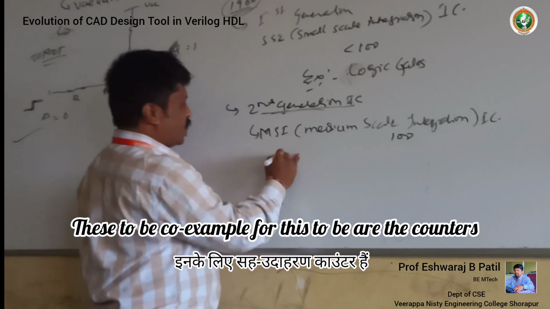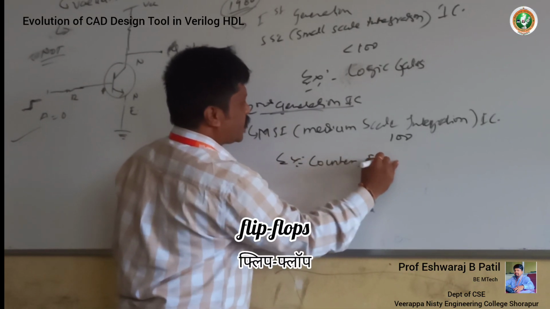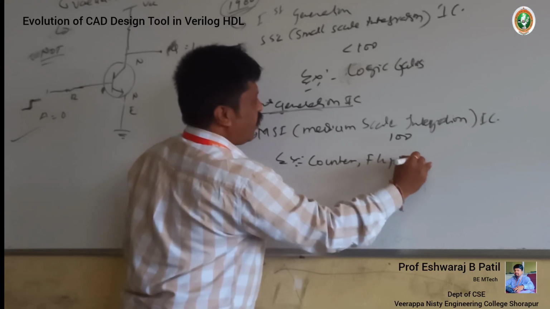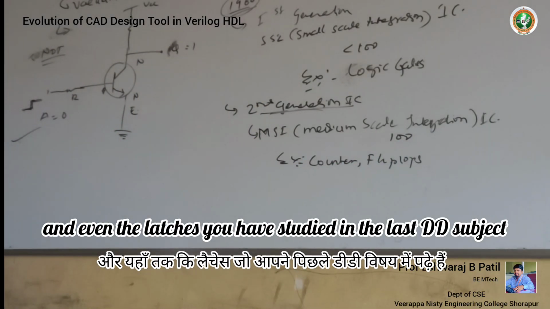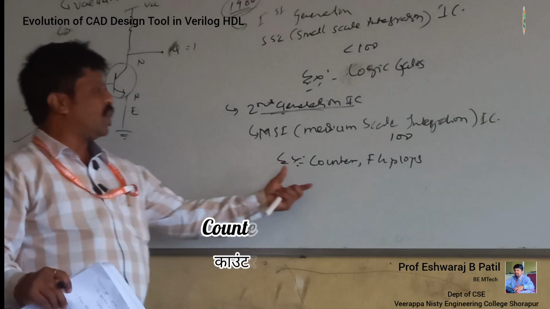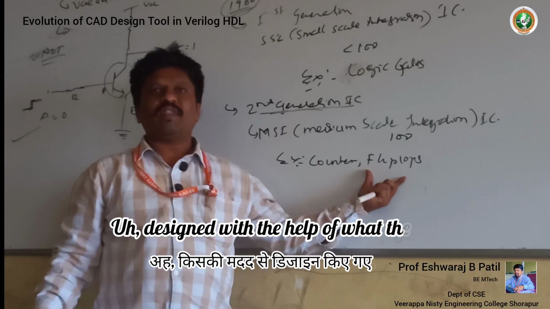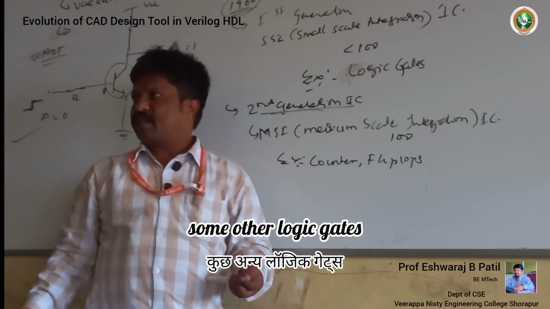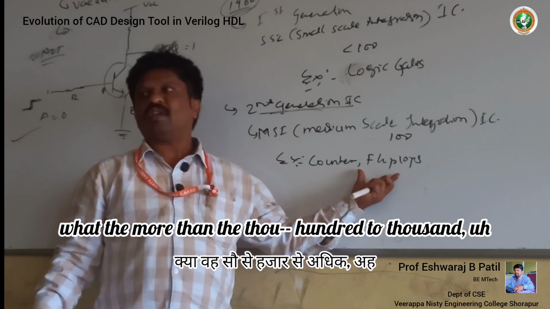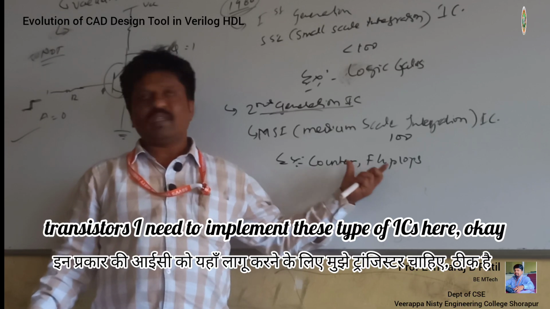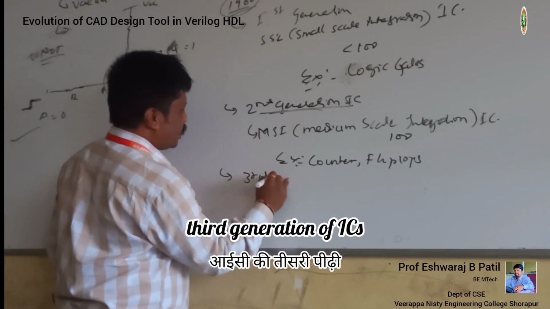An example for this would be counters, flip-flops, and even the latches you have studied in the last DSD subject. Counters and flip-flops are usually designed with the help of some other logic gates. Here I need more than 100 to 1000 transistors to implement this type of ICs.